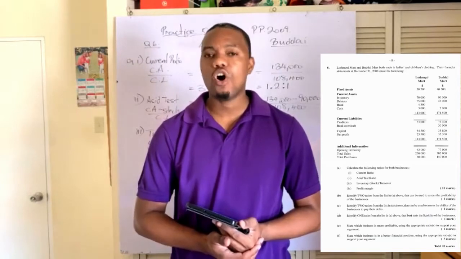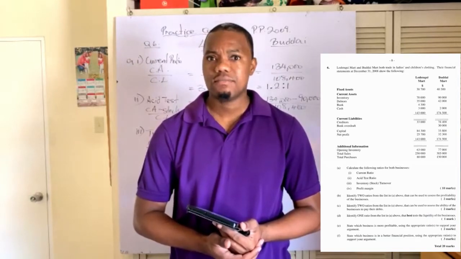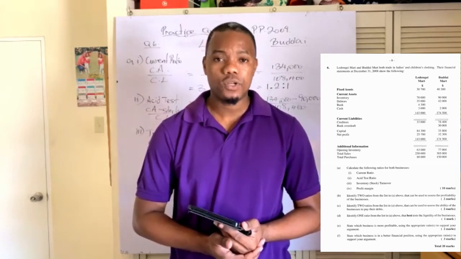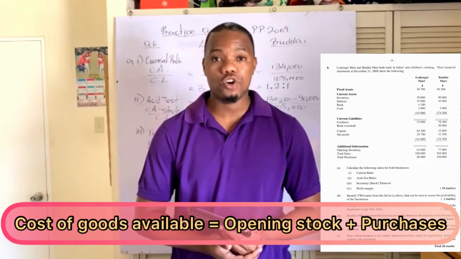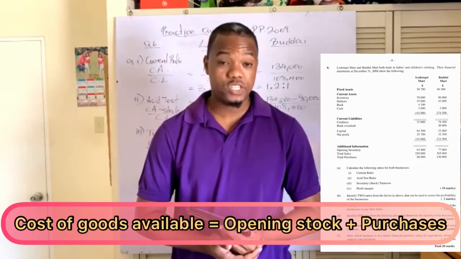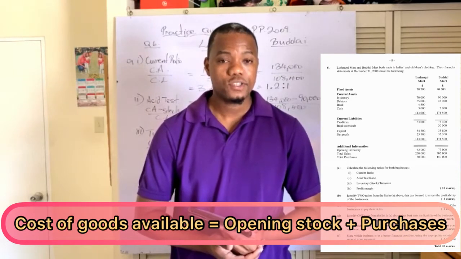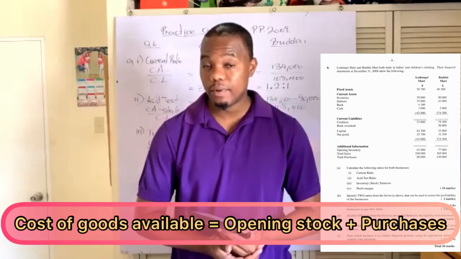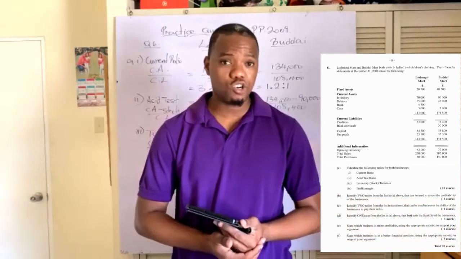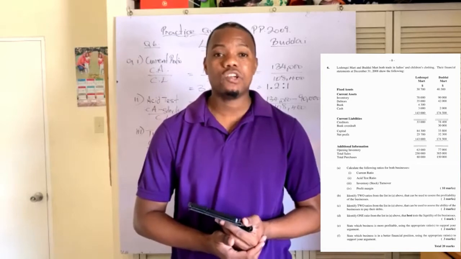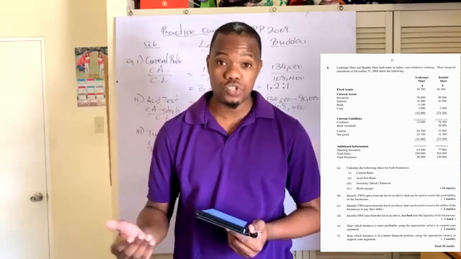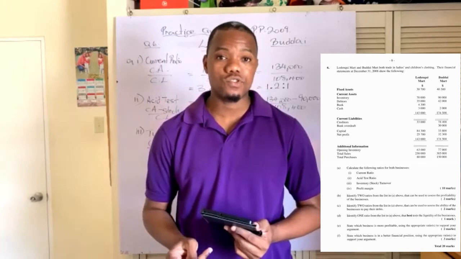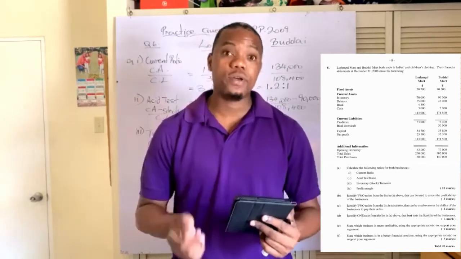You may ask, how do we get cost of goods available? Now, the cost of goods available is normally your opening stock plus your purchases, right? So your opening stock plus your purchases gives you the cost of goods available. And if you subtract your closing stock from that, you get your cost of sales or your cost of goods sold. All the information that we need to calculate cost of goods sold is right here in the question.